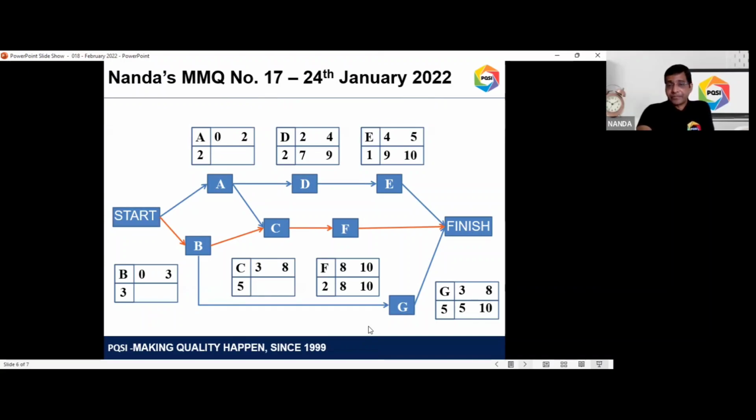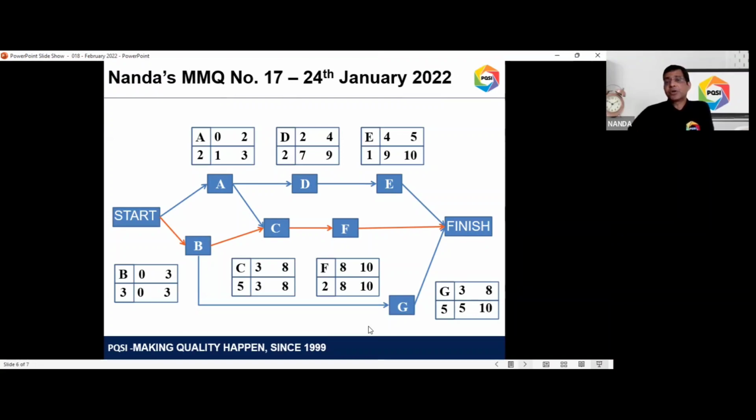Similarly, for activity D, the latest it can finish is day 9, because E starts on the 9th day. So the latest finish for D could be 9 days. 9 minus 2 will be 7 days. So that's how we work back the latest start and latest finish for all the activities.